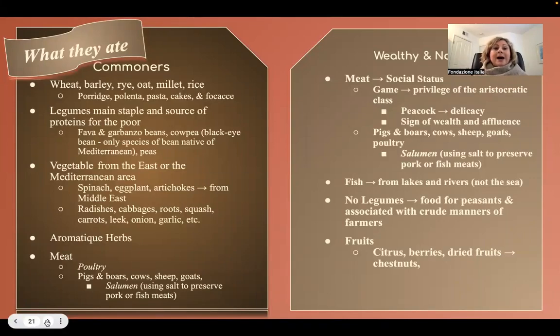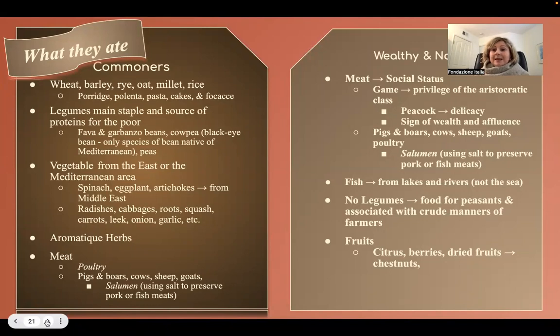So what did the commoners eat? Well, these are some of the ingredients. It was all about wheat, barley, all kinds of grains, cooked to the point that they would become a kind of porridge, polenta. Polenta was very common already at the time, but not made with corn. Today, if you go to Italy and ask for polenta, especially in Northern Italy, they will give it to you made with corn. But at the time, it was not made with corn. Guess why?